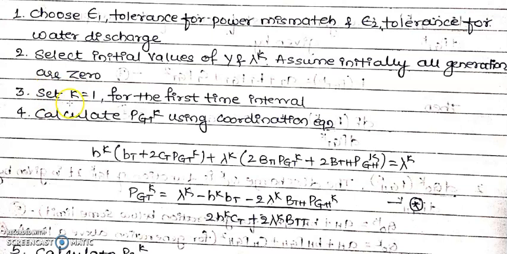At this condition, by assuming epsilon 1, epsilon 2, y and lambda raised to k, what you need to do is set the value of k equal to 1, that is for the first time interval of that operation. By setting k equal to 1, you need to calculate the PGT raised to k using the coordination equation.